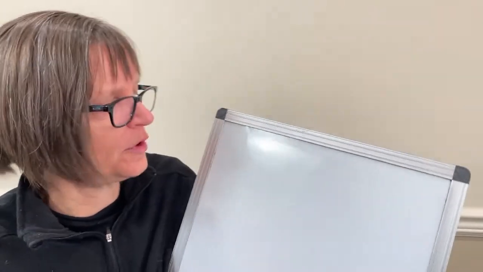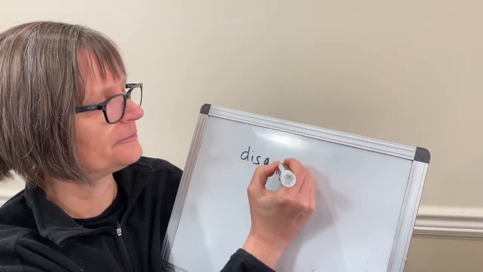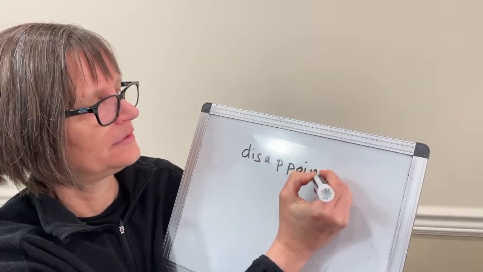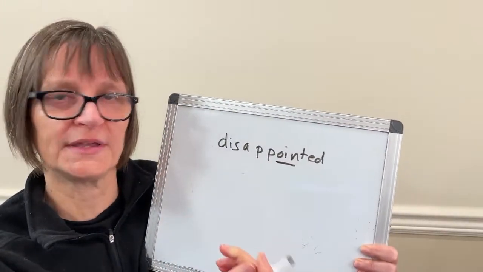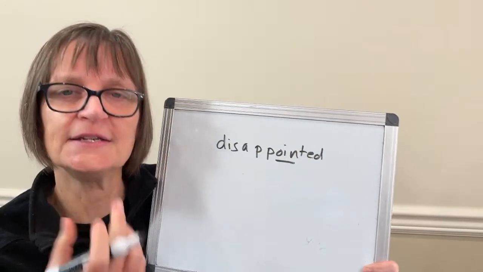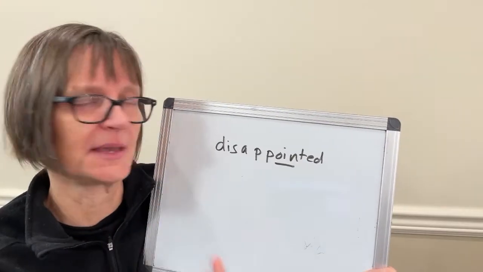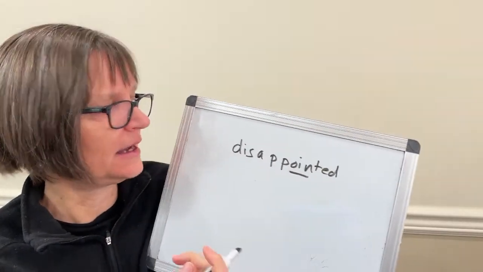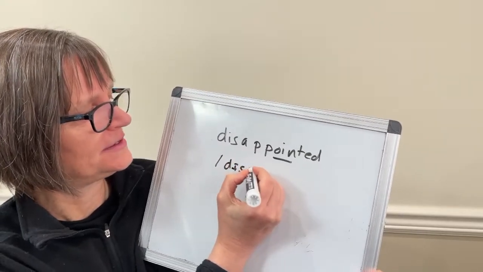So we had a request for the word "disappointed." So in the word "disappointed," we stress on the "point" syllable. And I can either say "disappointed" with a T, like with "wanted," or "disappointed." Sometimes people will drop that T. I'll show you both ways. So we have "disappointed."